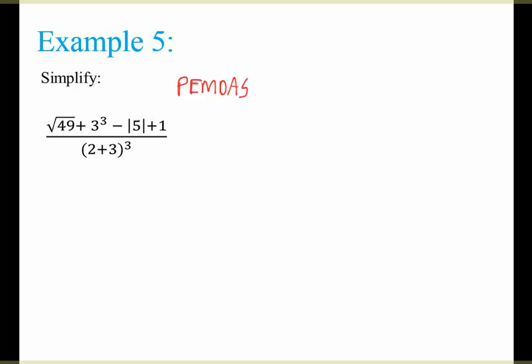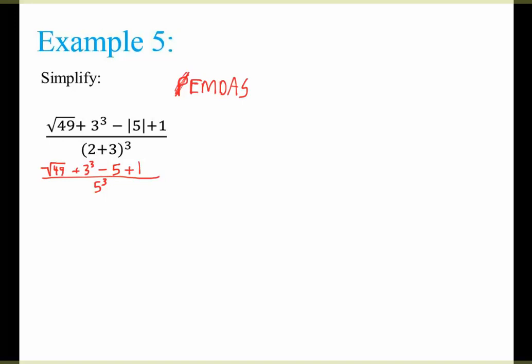So please excuse my dear Aunt Sally. The whole top is in parentheses. The bottom is parentheses. I do see some absolute value here and some parentheses there. So I'm going to focus on those guys. So my first step, I'm going to recopy as radical 49 plus 3 cubed minus, and I'm going to go ahead and take the absolute value of 5, which is 5, plus 1. All of this junk over, let's see, 2 plus 3 is 5, so 5 cubed. And I've done my parentheses phase right there.